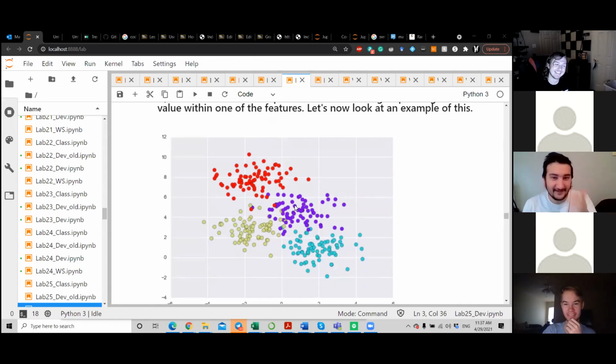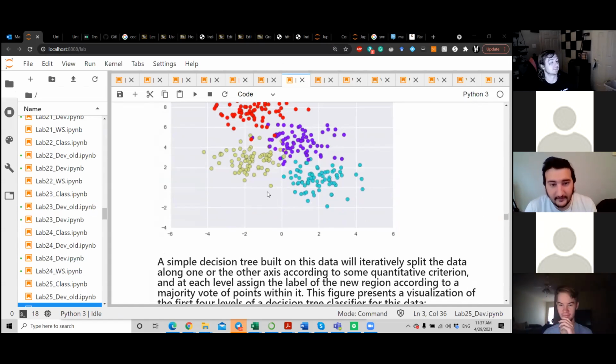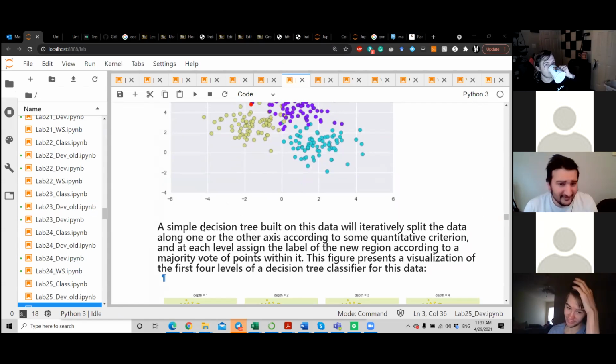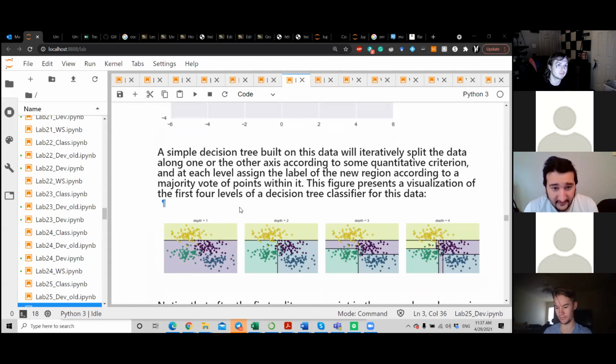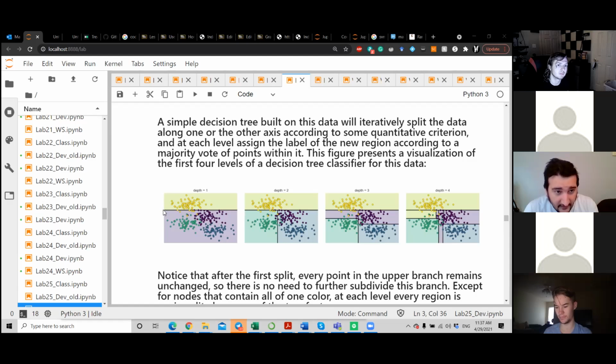Okay. Now, let's say that we want to use the decision tree algorithm to come up with a good classification for these points. A simple decision tree built on this data will iteratively split the data along one or other axis. These splits along the axis will be basically those questions that we talked about earlier. Let's have a look at this. The first line that we are going to draw is going to split our y-axis into two areas. Everything on top and everything below.